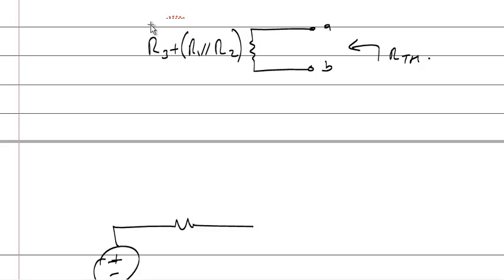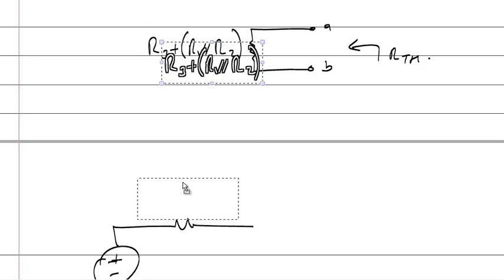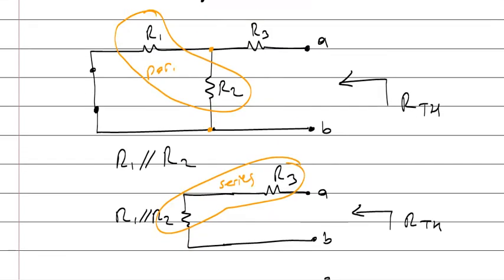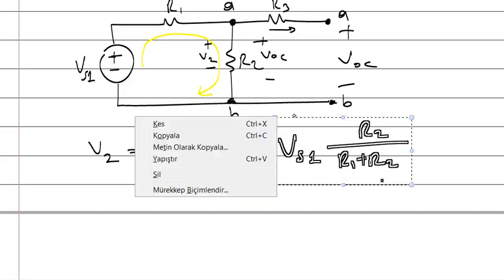So the Thevenin equivalent model is this. This is R Thevenin. What's the value? The value is this. Okay. What's the Thevenin voltage? What was it? It is this.